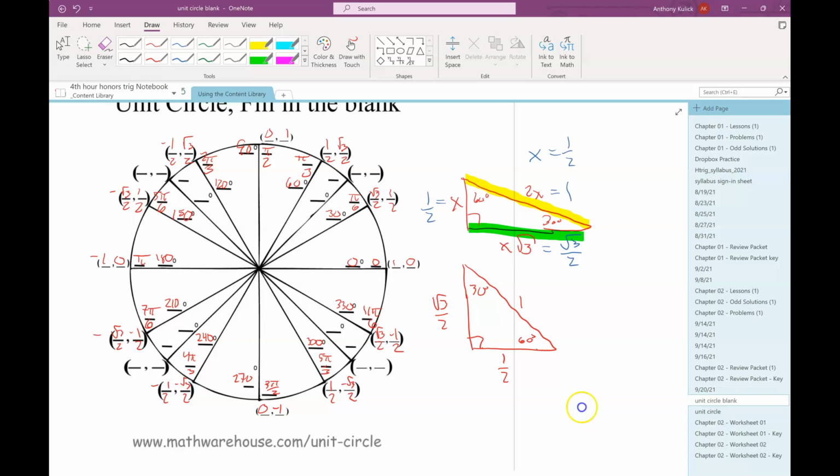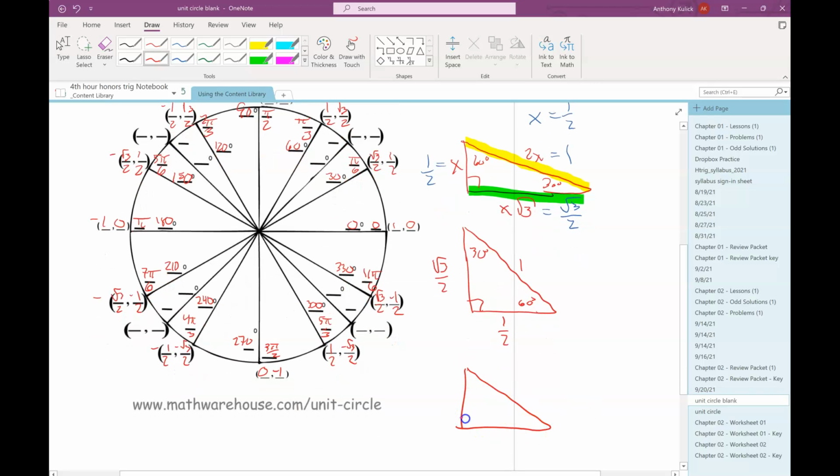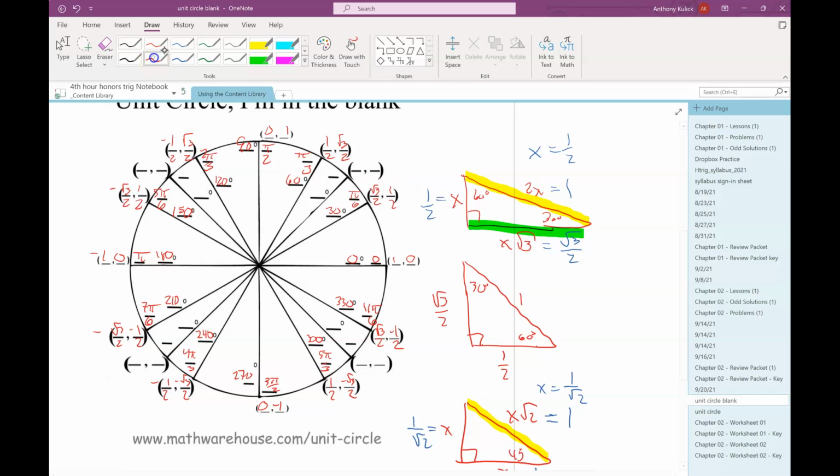And then the last one I need to do is the 45, 45, 90 situation. So x, x, and then x root 2. Again, I know that that hypotenuse has to equal 1. So that tells me x has to be 1 over root 2. So 45 degrees, or pi over 4, is 1 over root 2 for both.